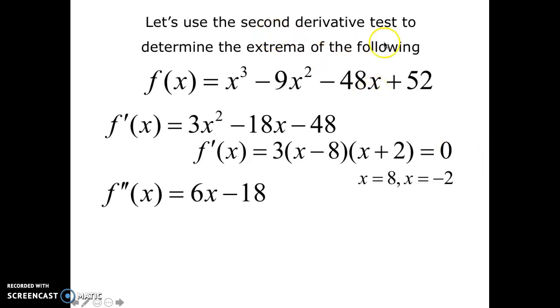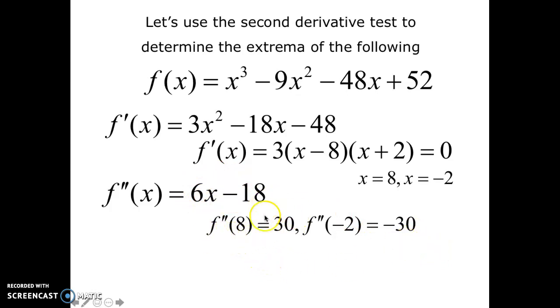Our procedure for the second derivative test is, first we find the first derivative. We set the first derivative equal to 0 to find critical points. Then we take the second derivative of the function and we put each critical point into the second derivative. I put the critical point of 8 into the second derivative and I get a positive value. I put the critical point of -2 into the second derivative and I get a negative value. Okay, so what does that tell me?